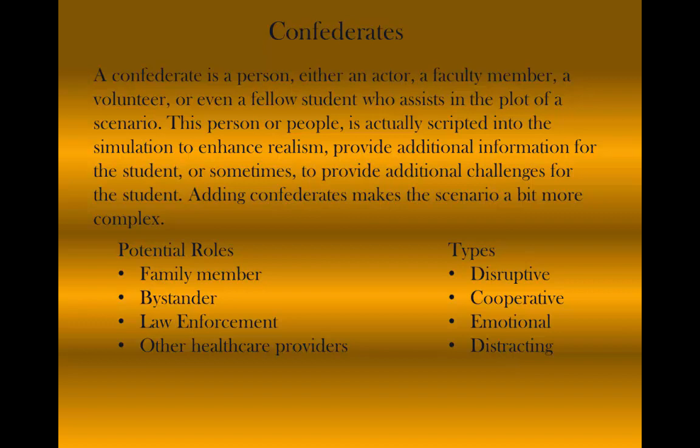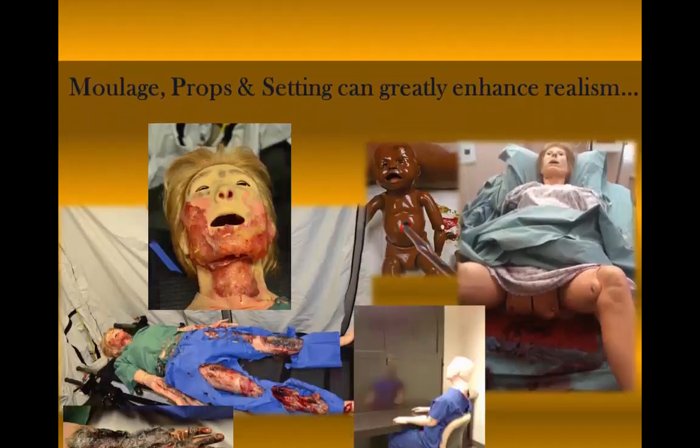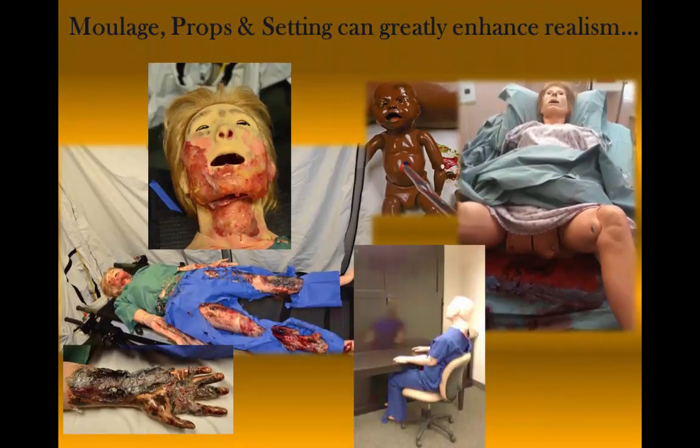Adding confederates makes the scenario a bit more complex. Potential roles for confederates include family members, bystanders, law enforcement, and other healthcare workers. Confederates can be helpful and cooperative, or they can be disruptive, distracting, or emotional. Another way to enhance realism is to use moulage or makeup, props, and different settings. This slide shows just a few ideas of how this can be accomplished.